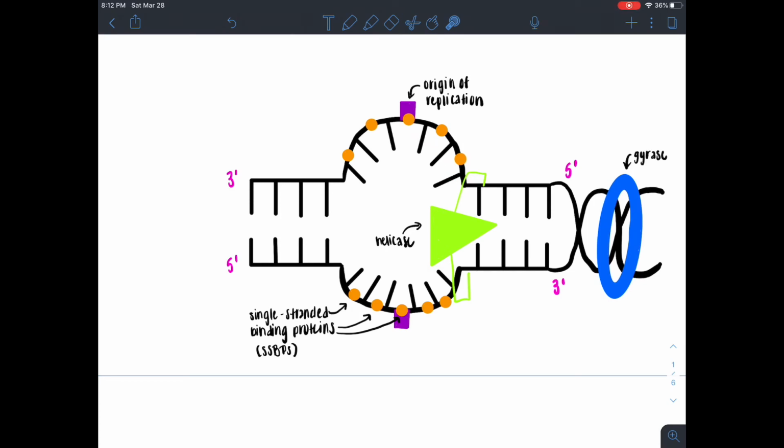Helicase is responsible for attaching to the replication fork and breaking the hydrogen bonds that exist between the two strands of DNA. The separation of the strands is necessary for replication of each of the strands to be able to occur. Helicase is shown in lime green.